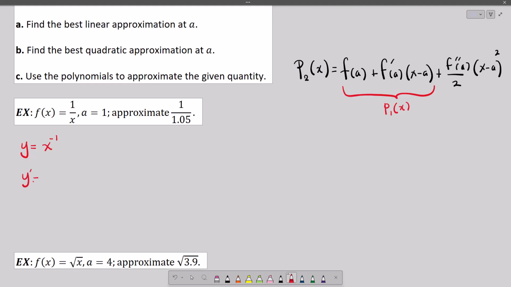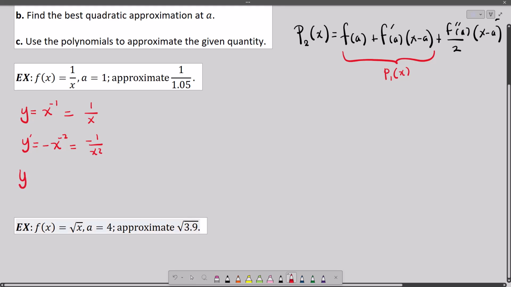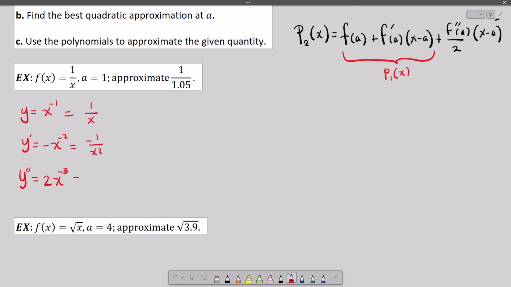Y prime, we all know, is minus x to the minus 2. And if you wanted to, you could write this as minus 1 over x squared. This one, of course, you could write as 1 over x, but we're going to leave it in this differentiable form here. Y double prime is going to be positive 2x to the minus 3. If you wanted to, you could write this as 2 over x cubed. So that's how far we have to go out. If we wanted the best cubic approximation, we would need one more derivative. Best quartic approximation, another derivative after that.